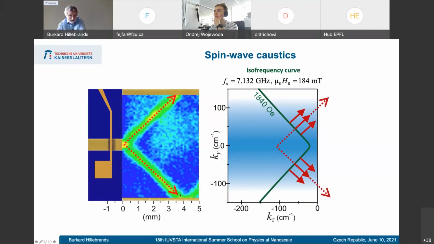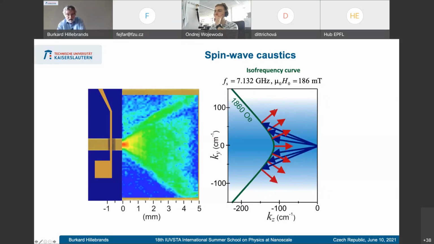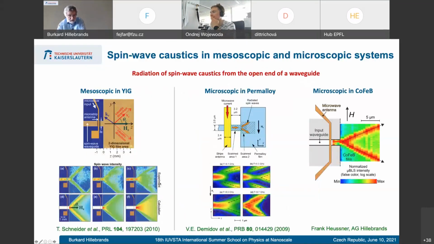Actually, you see something more. This wave is refracted from the boundary, and then it actually continues like this here. We can do another experiment, a different frequency, and then the isofrequency curve looks a little bit more rounded. Now we get group velocities in all different kinds of directions for the corresponding wave vectors, and now we see radiation of spin waves from the entrance from the waveguide into the free film area, which now goes here in all directions.